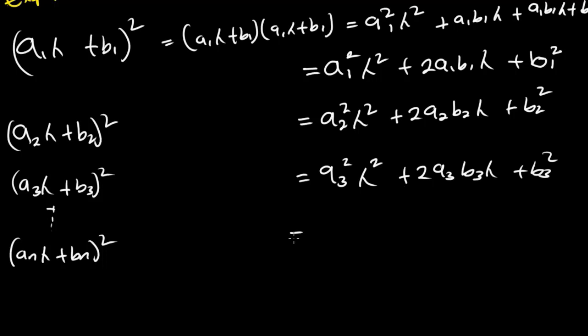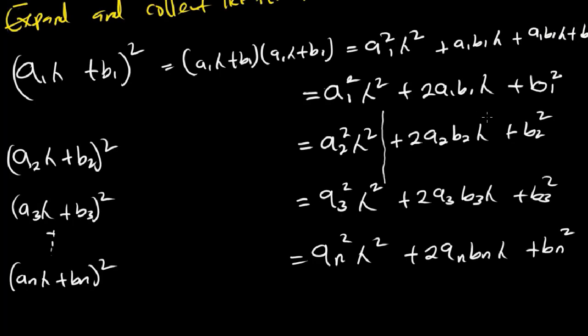And if you now translate this to (an lambda plus bn) squared, this is going to be an squared lambda squared plus 2 an bn lambda plus bn squared. So adding all of these, we simply add the ones with like terms. We add all the expressions containing lambda squared together, and also all the expressions containing lambda, and all the constants that do not contain lambda.